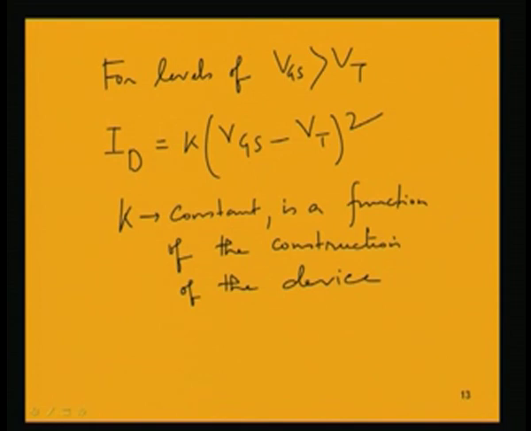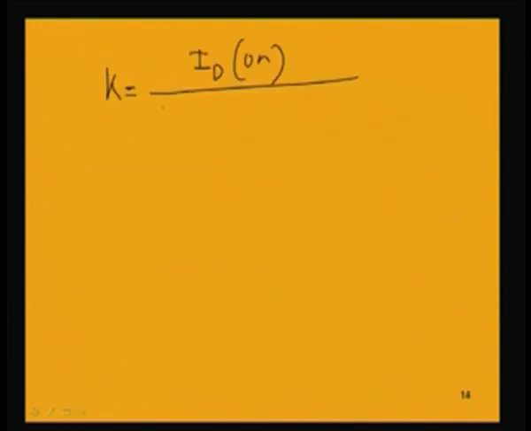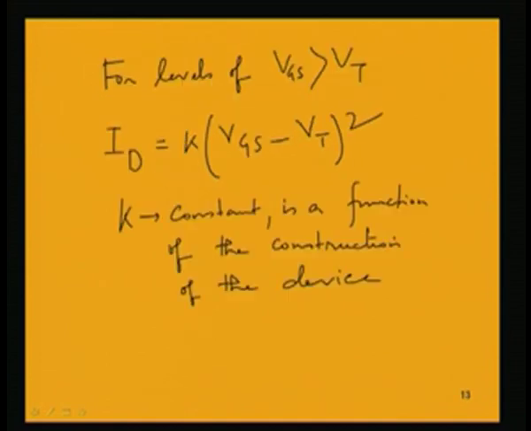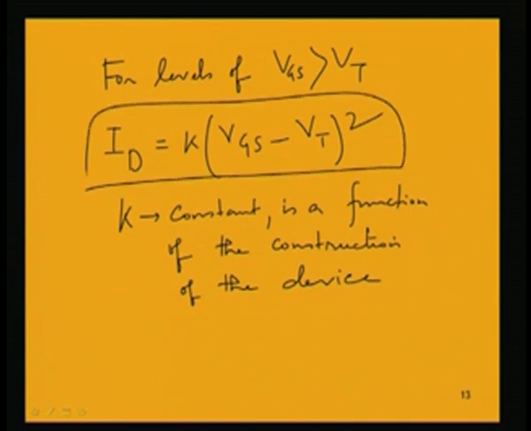So, ID on divided by this whole square term, (VGS on minus V threshold) squared, where VGS on means once it is starting to conduct after the threshold voltage has been overcome. So, this gives you the value of the K. So, this relation is important to get the drain to source current.